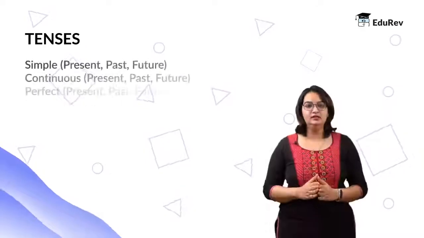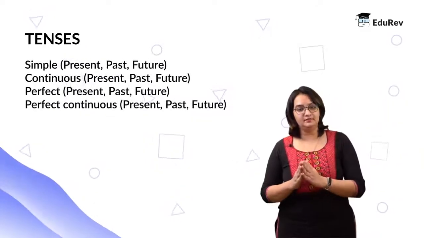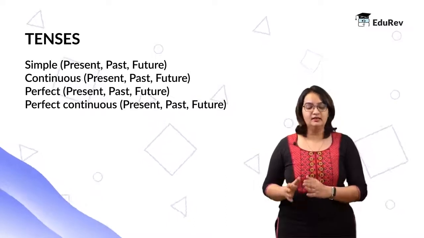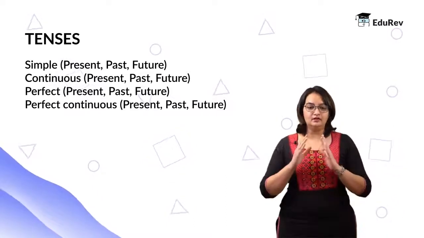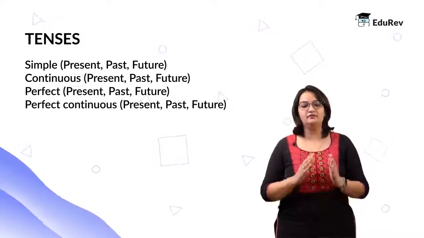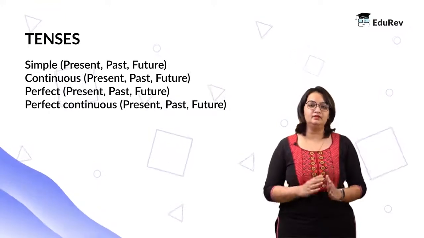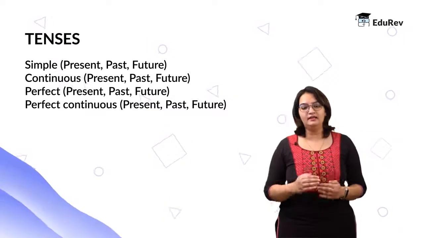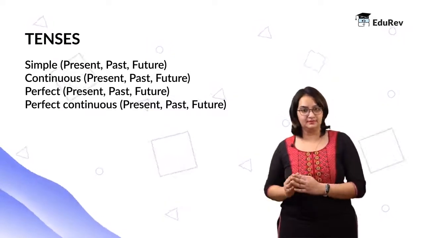Within these three types of tenses, we also have four common subcategorizations for all three of them. For example, we have simple present tense, we have simple past tense, and we have simple future tense. Similarly, we have continuous present tense, we have continuous past tense, and we have continuous future tense, and so on and so forth for perfect as well as perfect continuous tenses.